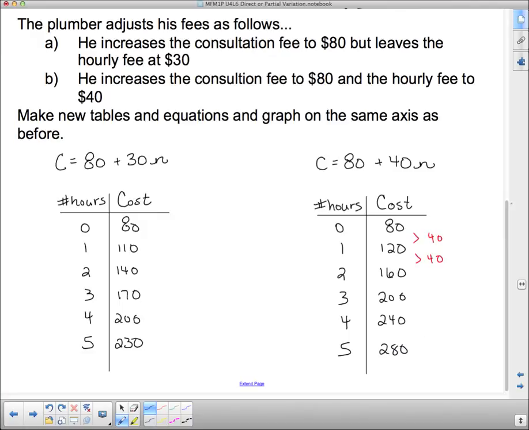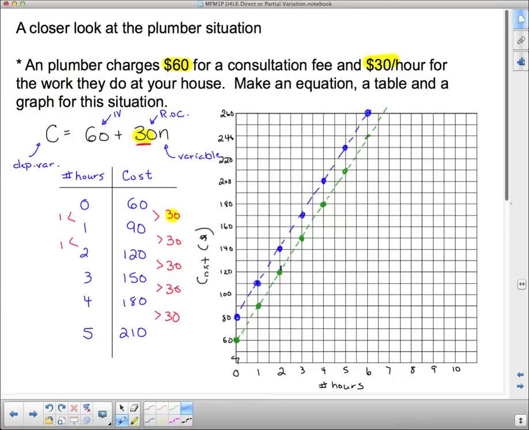So let's put those on the graph. Now there's the first one where we just increased the initial value. Everything just moved up by that $20 increase in the initial value when we went from $60 to $80. Now it just increased it. So our line, it's up on the same slant, it's on the same angle, it's no steeper or no less steep than it was before, it's just moved up on the graph.